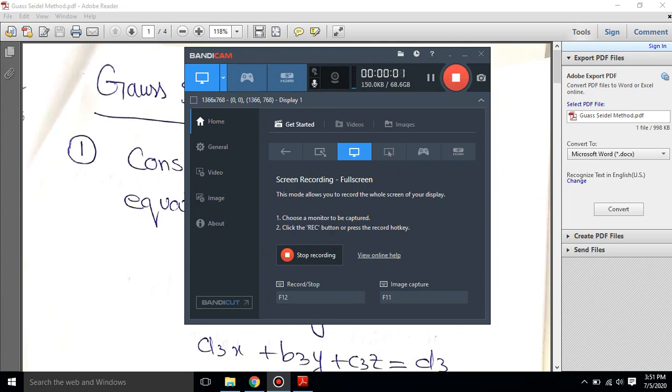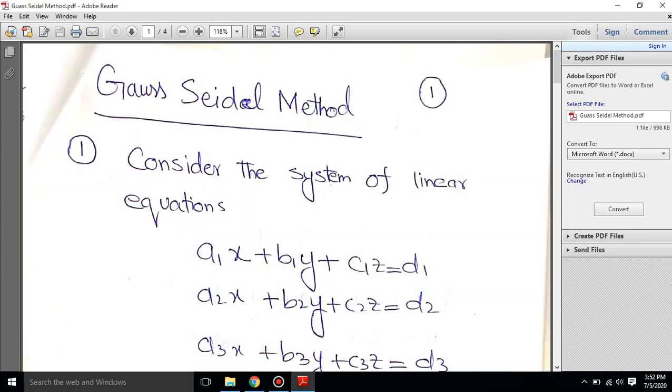Assalamu alaikum. In today's class we're going to discuss another method as far as our linear system of equations are concerned, and that is called the Gauss-Seidel method.